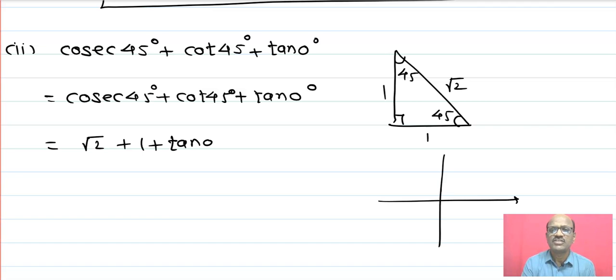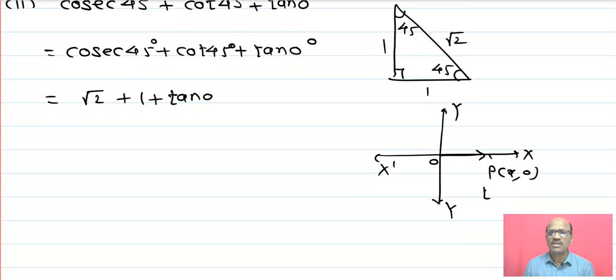And what about the tan 0? Now see the value of tan of 0. Now see this, my terminal goes on the x-axis whose coordinate is x comma 0. And the definition of the tan is y upon x, there y is 0, 0 upon x. Therefore tan of 0 is 0.